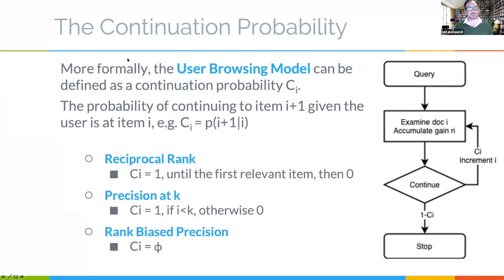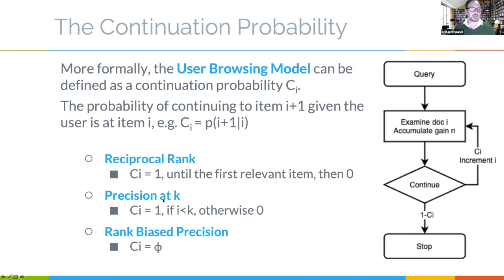So put more formally, we have what we call a continuation probability. With reciprocal rank, this continuation probability, or the probability of going to the next item, is 1 for Norbert until he reaches the first relevant item, and then he won't continue after that, so it becomes 0. So this is a conditional probability of continuing to the ith item, given that the user is already at i. And this model on the right-hand side is a simple Markov model.